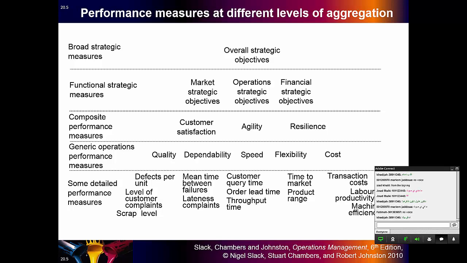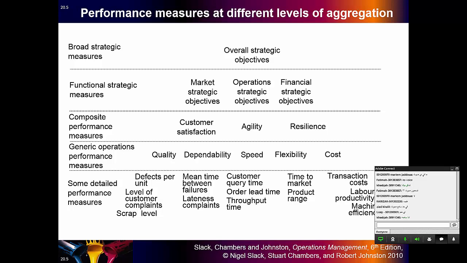Okay, the third example for the speed is throughput time. Throughput time means the time of producing the final product. The fourth generic performance measure is flexibility. And flexibility means how long we need to reach the market. This is one of the measures related to flexibility.